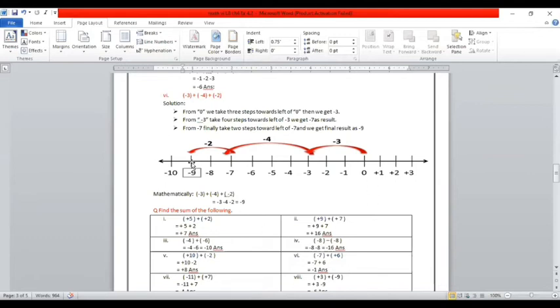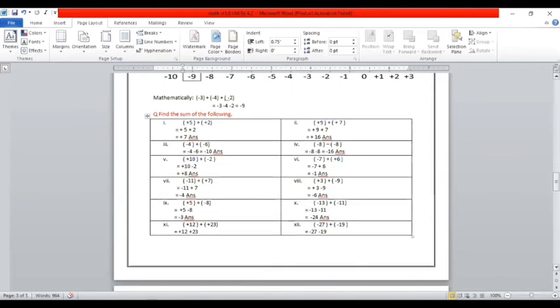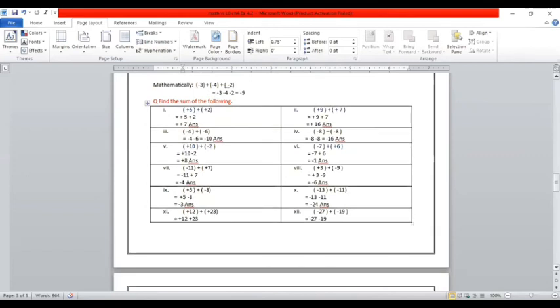From -7, I reached at the minus 9. Result is minus. Here, mathematical form -3. After multiplication, -4. After multiplication, -2. -3, -4, -7, -7, -2, -9. This is the last addition in mathematical form. But we have to show it on the number line. Dear student, find the sum of the following. Here, find the sum of the following. This is the question number 2.